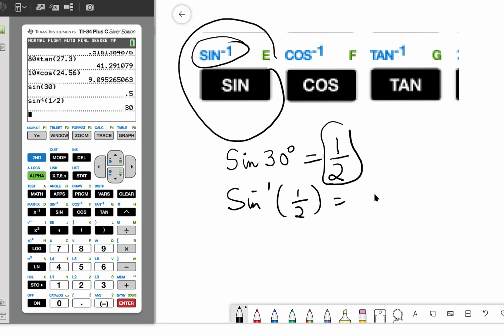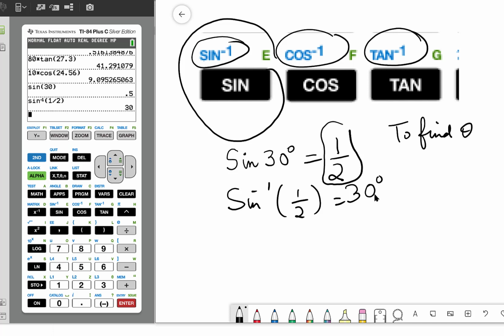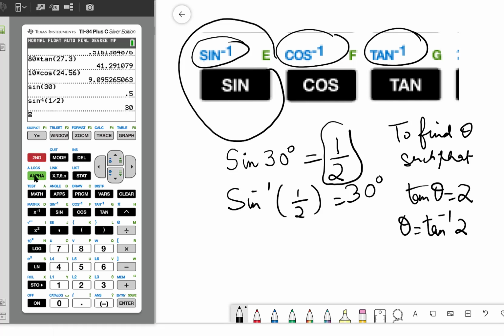What do I get? I get 30 degrees. So what we do is that we use these features to do the inverse calculations. For example, to find theta such that tangent of theta is, I'm just taking any number, 2. You could have taken another number. So then theta is going to be tangent inverse of 2.